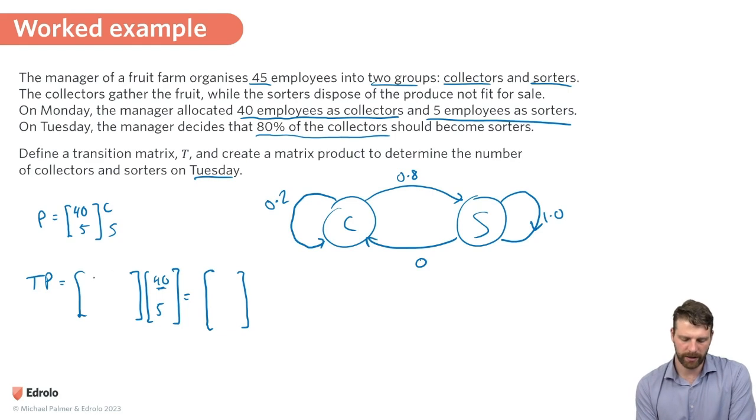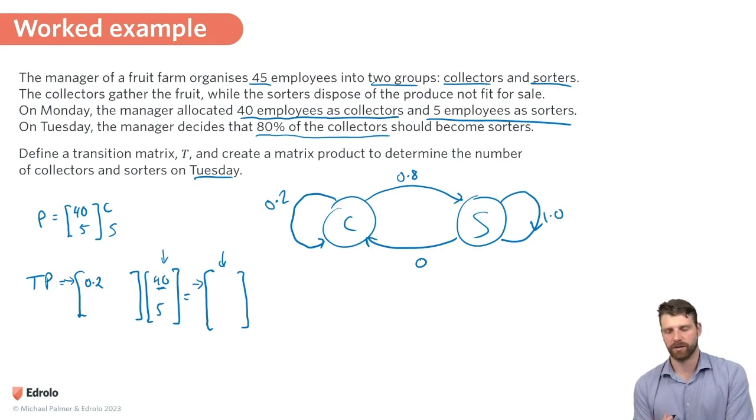To get this position, I would multiply this row and this column. So I want 20% of 40, that's going to be 0.2. And then I don't want to take any of the sorters to be collectors, so that's going to be a 0 there. If I work that out, 0.2 times 40 is 8, and then 0 times 5 is 0. So I'm just left with 8 in that position.